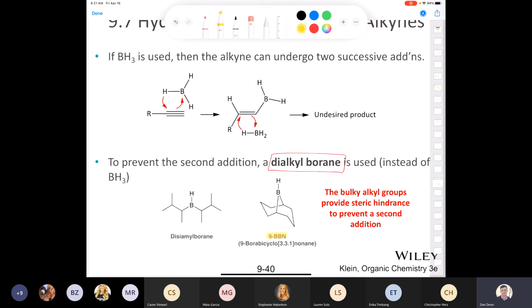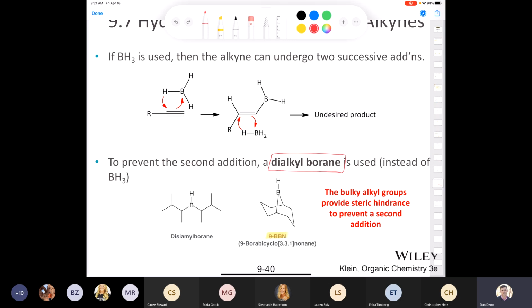Another option for a dialkyl borane is this molecule here. It's called dicyclohexylborane. And what these two reagents have in common is that they have big, bulky alkyl groups attached to the boron, right? Here's your boron, here's an alkyl, here's an alkyl. So it's got this big, bulky alkyl group. What does that do? It prevents this from occurring, right? By the time the first addition has happened, your alkyl borane is so sterically hindered that this part is not going to happen. So that is why we have to use a dialkyl borane.